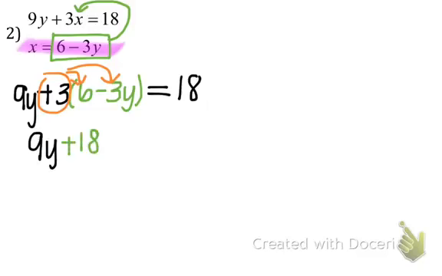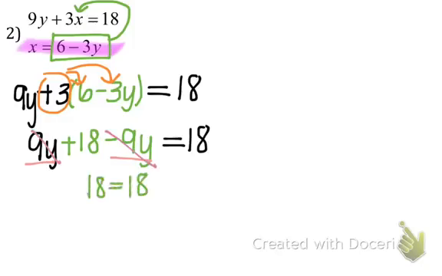9y plus 3 times 6, which is 18, minus 9y, because 3 times negative 3 is negative 9, is equal to 18. So as I go to combine like terms, I notice that I have a positive 9y minus 9y. So positive 9y minus 9y is going to be 0, so those are going to cancel out. I'm left with 18 is equal to 18.